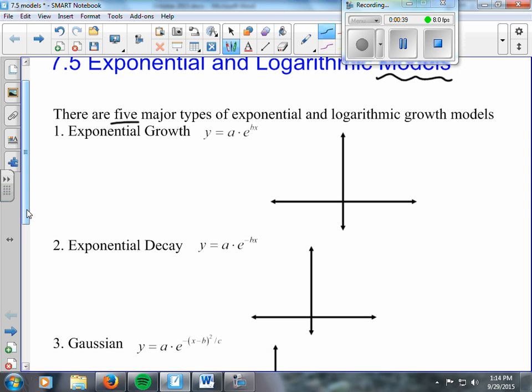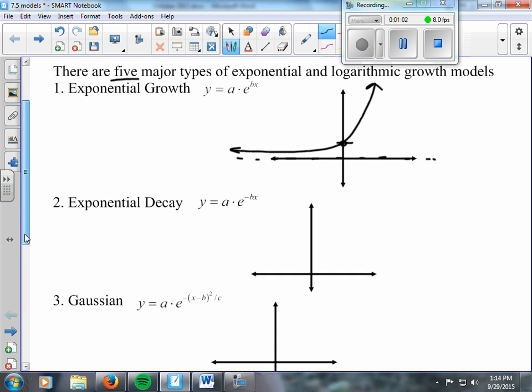The first two you already know. We have exponential growth and exponential decay. In exponential growth, we have a basic y equals a e to the bx graph, and we have that same y-intercept of 1 and the same horizontal asymptote at y equals 0, and then the same exponential growth model.